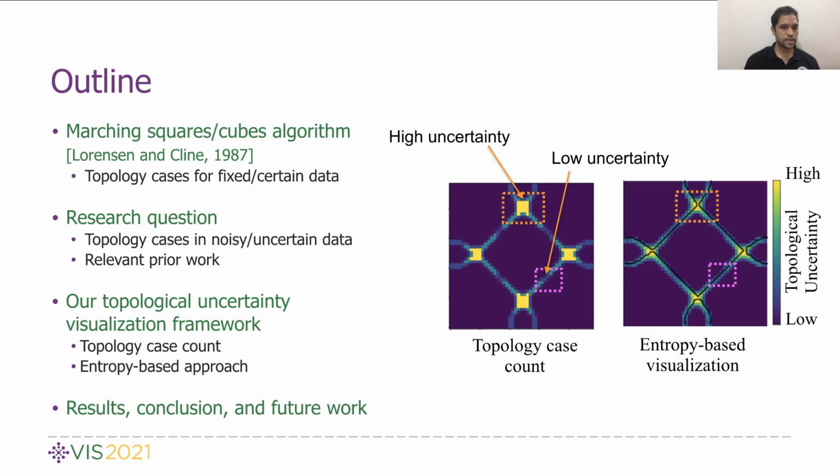Initially, I will briefly describe the topology cases of the marching squares or cubes algorithm that is widely used for level set visualization when data is assumed to be fixed or certain. Then I will discuss our research question of uncertainty arising in the topology cases of the marching squares or cubes algorithm when data has uncertainty.